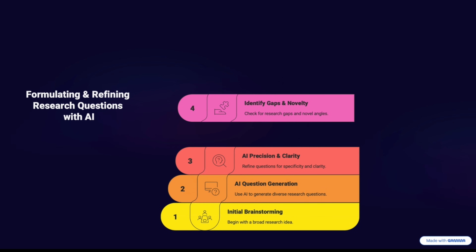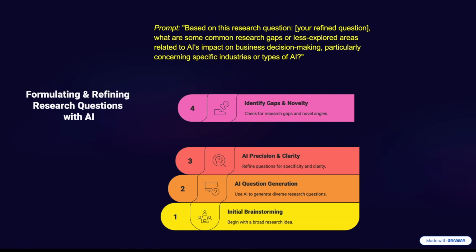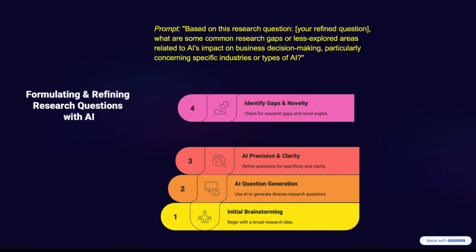Then we need to check whether the research question we have identified has any novelty or is addressing any research gaps or not. Based on this, you can use this prompt to further identify the novelty and gaps in your research. Based on this research question, the research question which you have already explored, type that research question, and then ask about some common research gaps and less explored areas related to AI.